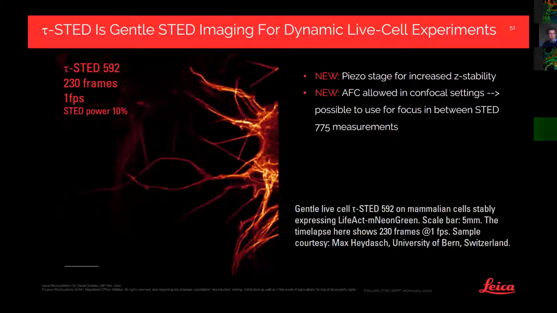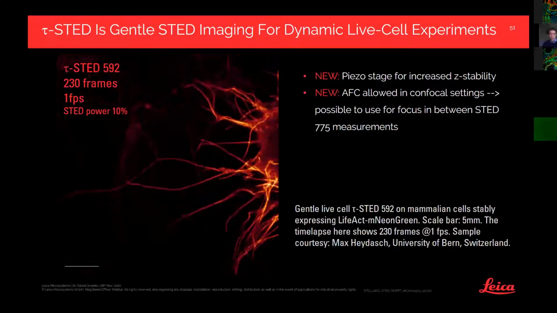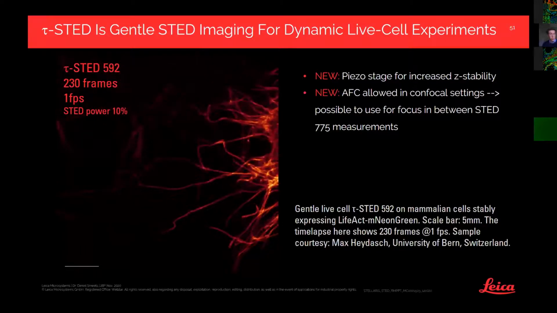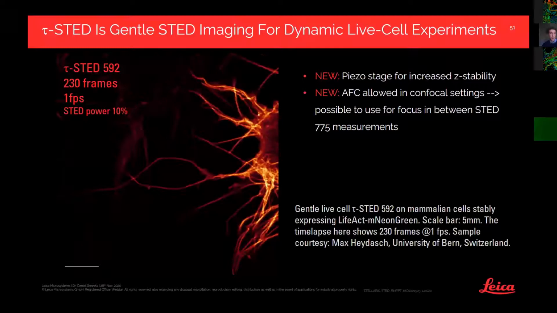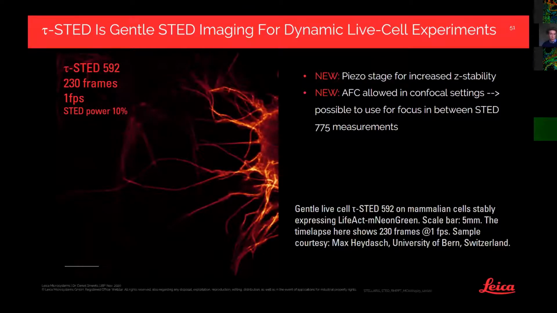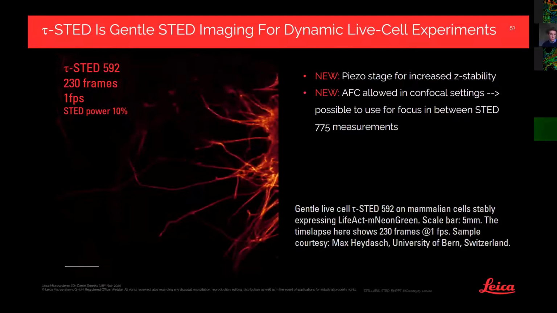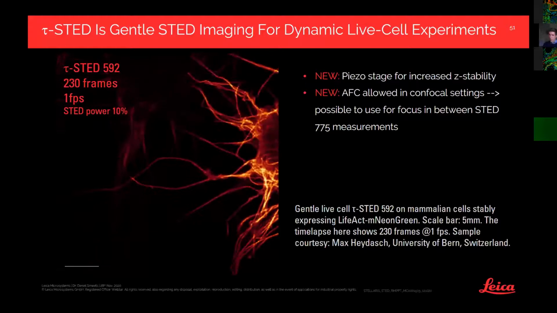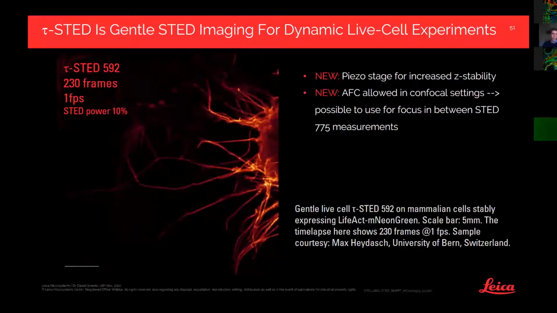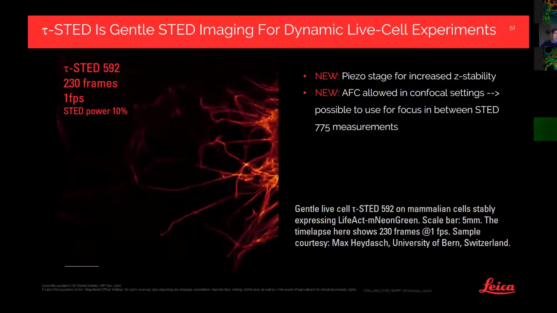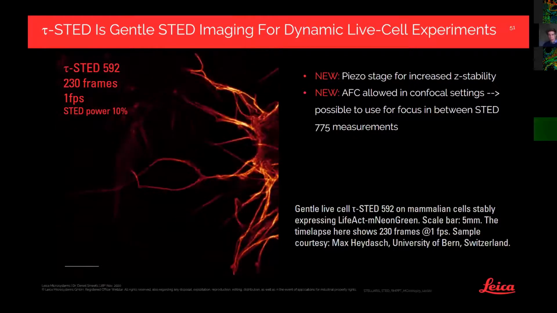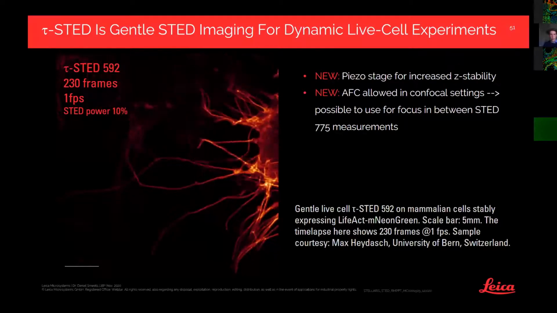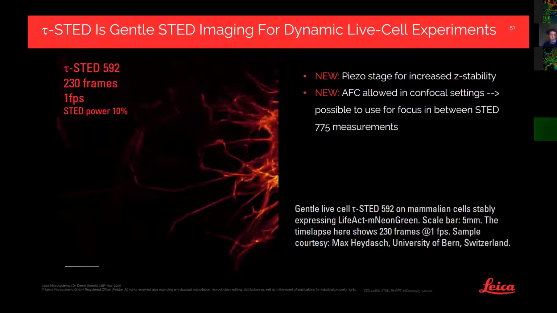But it's also beneficial in the range which classically has been quite challenging, especially for live cell, which is if you go to the more green part of the spectrum. So here you see an example where the 592 depletion laser has been used. Again, it's just 10% STED power. And I will also show a similar example in the hands-on session. And here we see really over 230 frames imaged continuously with a rather high speed, 1 frame per second. And we now nicely see our live cell dynamics in super resolution here.